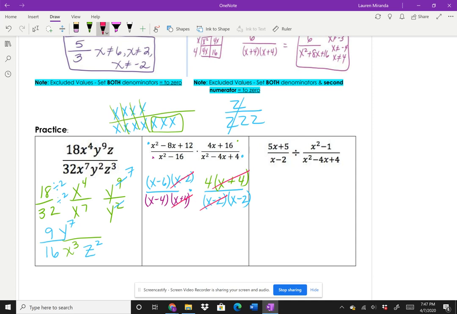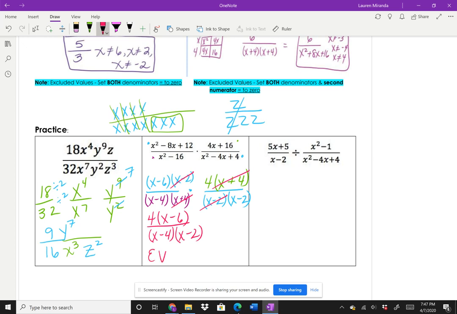So your final answer, 4 times x minus 6 over x minus 4 times x minus 2. You guys could distribute and double distribute to simplify. I'm just going to leave it like that for right now.